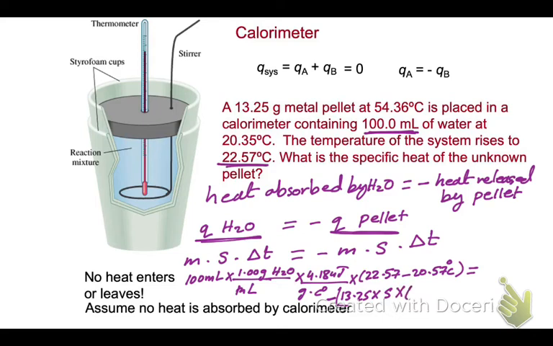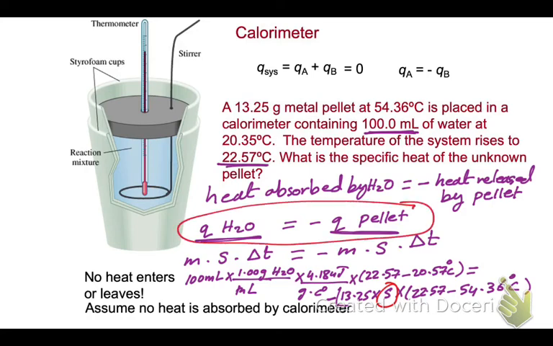The final temperature of the pellet is 22.57 minus initially it was at 54.36 degrees Celsius. So now if you look at this equation, you only have one missing part, which is the specific heat of the pellet. You have everything else available to you, and the only thing you need to solve is S for the pellet. However, you took advantage of Q water equals negative Q pellet, or you also can say Q pellet equals negative Q water. Both will be good.